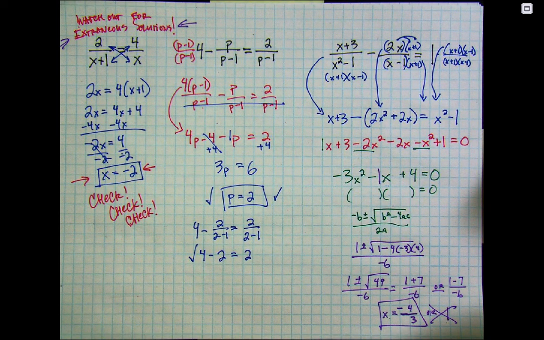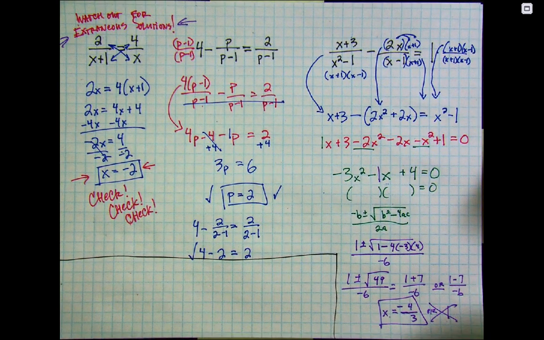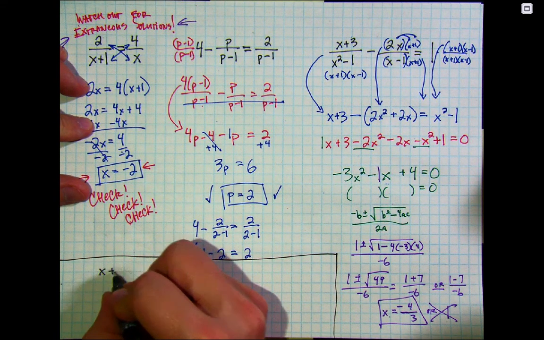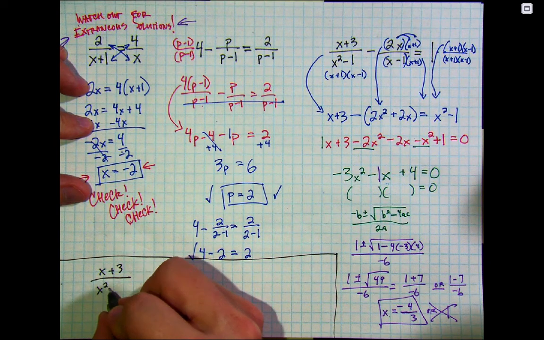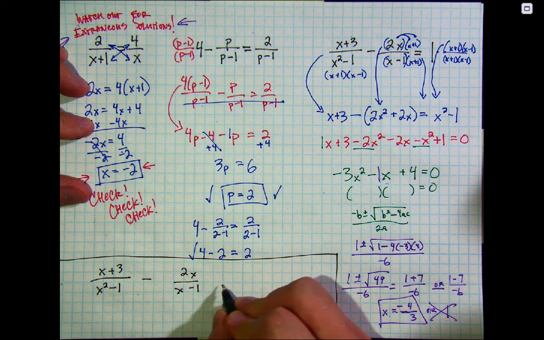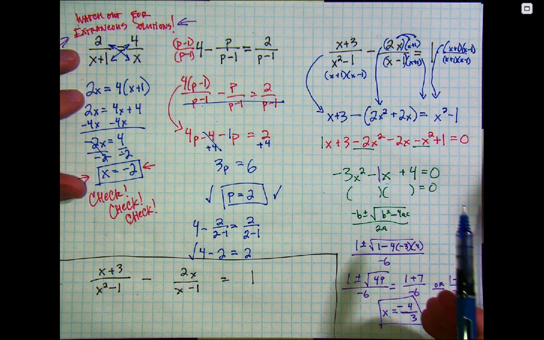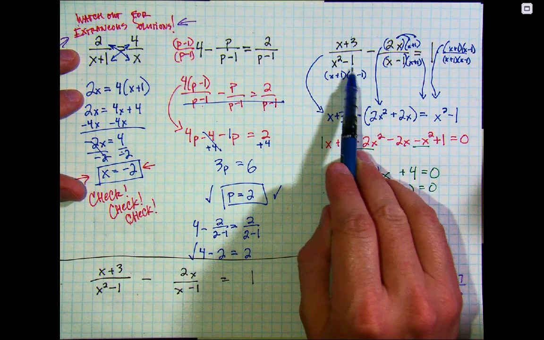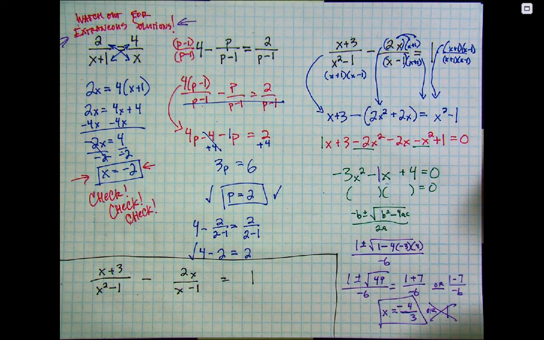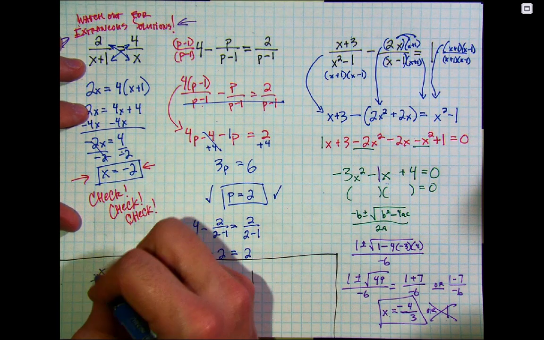I want to show you something else, though. Let's say we had taken this original equation and let's say we had realized that this was going to be our common denominator, right? x squared minus 1 is our common denominator. So what if I multiplied everything just by that? Watch what would happen.